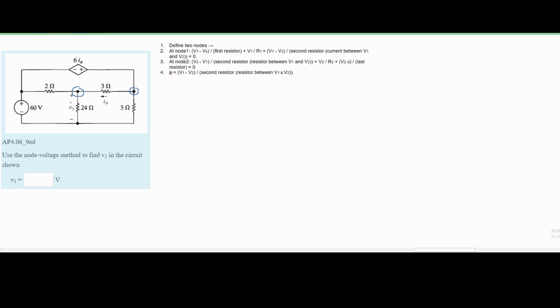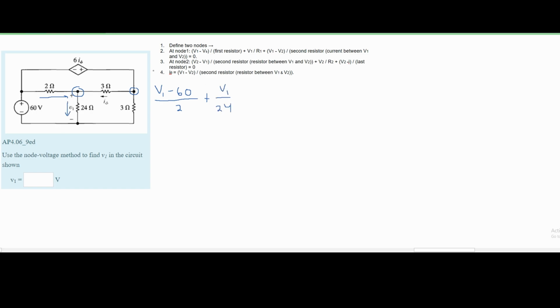Looking at node 1, we have voltage 1 minus our voltage source, and for this example this holds true because we have our V1 right here. So we want to get the voltage that goes across this resistor right here. That means the first resistor is going to be 2. So we have our V1 minus 60, and this is because the voltage going across this resistor, since this resistor and this resistor are in series, is going to be split, and that's why we have to subtract 60 from the V1. Next we have V1 plus R1, and this is just going this way.